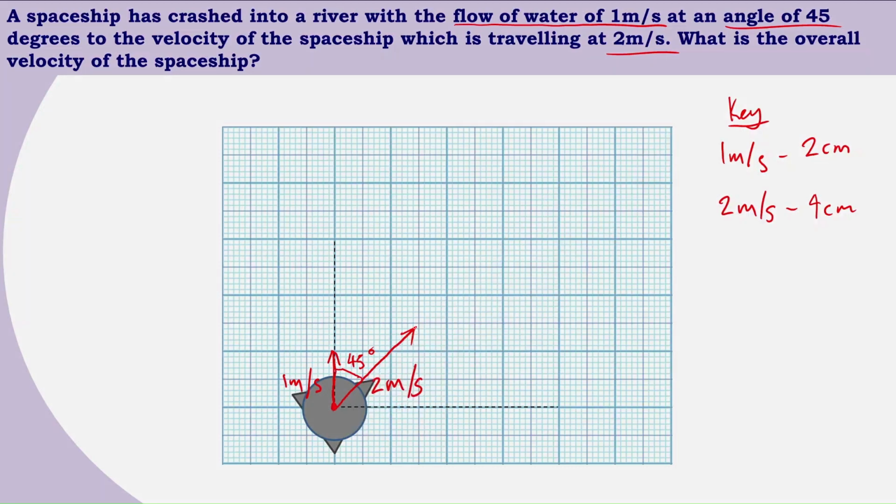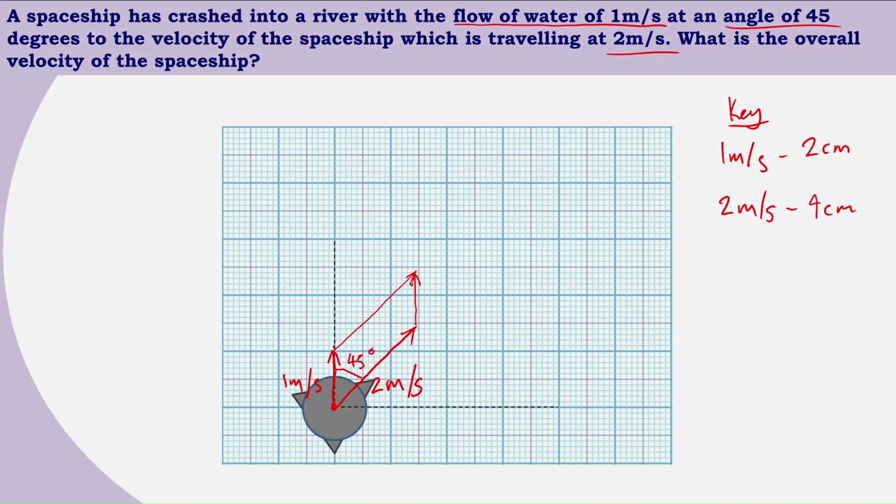Now we need to create a parallelogram. And in order to do that, we'll take the 2 meters per second vector and place it at that 45-degree angle above the 1 meter per second vector. Using a protractor, we can make sure that the angle is correct at 45 degrees. Now we can do the same thing for the other vector. So that's the 1 meter per second vector, and we can draw that in like so. And now you can see here we have a parallelogram.